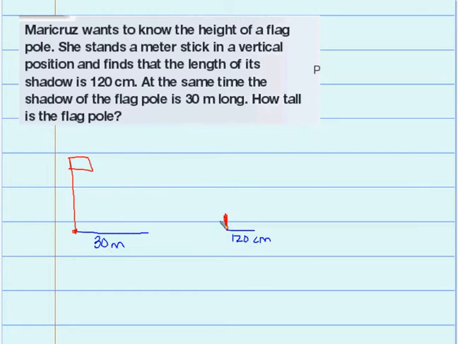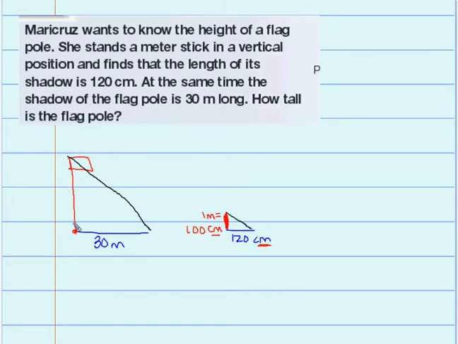So in this example here, I know that this is a meter stick. So I'm not going to write down 1 meter. 1 meter has to equal how many centimeters? Because these units have to agree. Well, it's 100 centimeters in a meter. Now, where's the rest of my triangle? It's right here and right here.